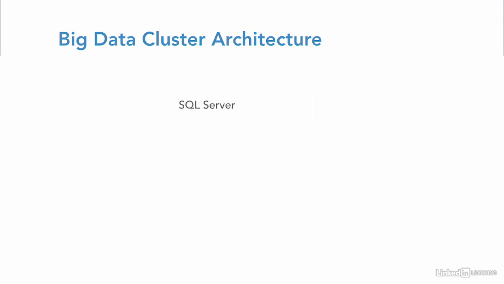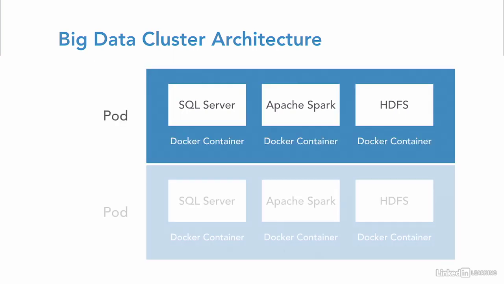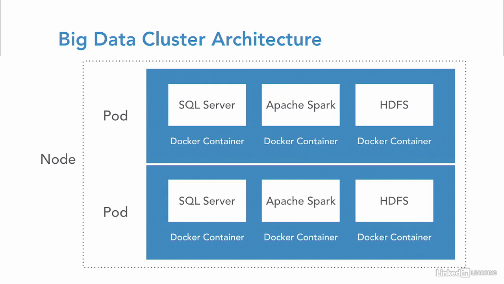SQL Server Big Data Clusters start with SQL Server running on Linux inside of Docker containers. Other containers running Apache Spark, Hadoop Distributed File System, and other components are mixed and matched and bundled together into pods. Then, groups of these pods are deployed into nodes on either physical or virtual computers. Finally, groups of these nodes are connected together to form the big data cluster.